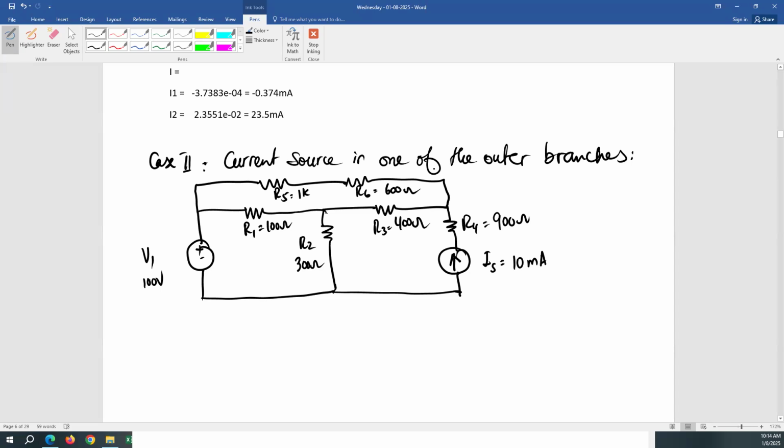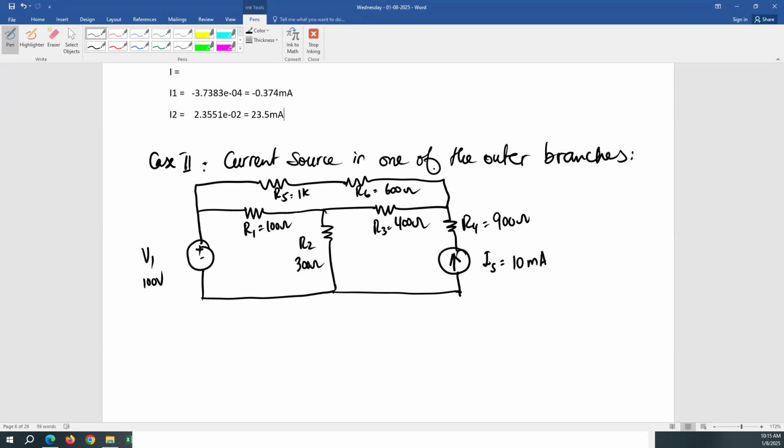I have 3 meshes, 3 loops, whatever you want to call them. The only difference is that I have a current source, but this current source is in one of the outer branches. It's not shared with any other loop. Outer branch means the branch that is not shared with any other loop. So if that current source would be here, then that's not an outer branch. That is shared between 2 loops. And that's the third case that we're going to discuss.